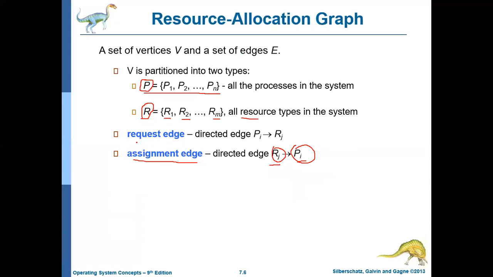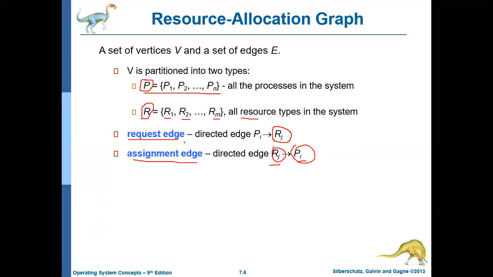The second type of edge is called the request edge. If a process Pi is requesting a resource Rj, it means the resource Rj is not yet allocated to the process Pi, but the process is just placing a request. Then there will be an arrow from Pi to Rj. So that is called the request edge.